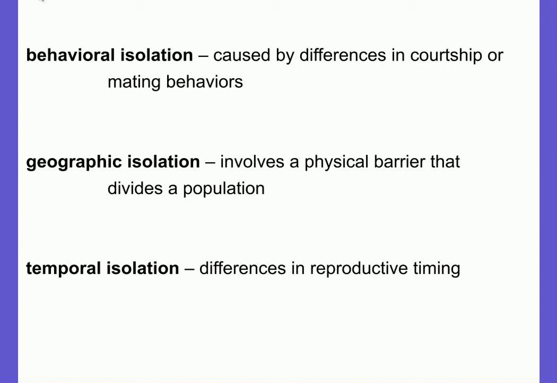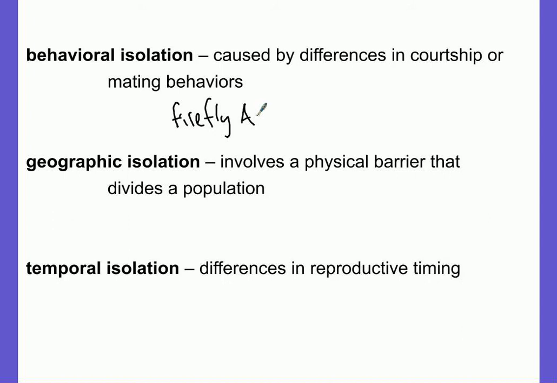They are all different. I would like you to be able to identify the difference in an example for a quiz or a test. But behavioral isolation first is caused by a difference in courtship or mating behaviors. So this is a situation where two populations have individuals that could reproduce together. They just essentially choose not to, because they're looking for certain mating behaviors, so one population doesn't end up mixing with the other. So the example for this from the book is a firefly.